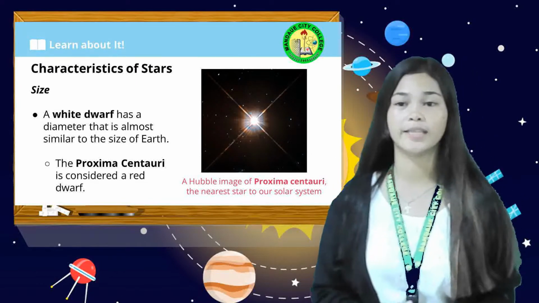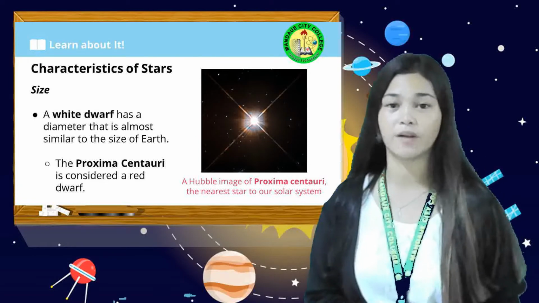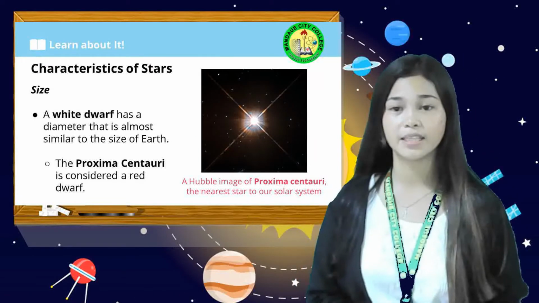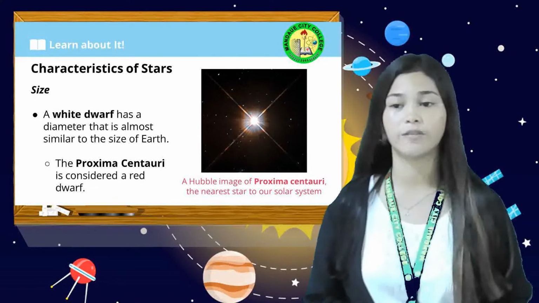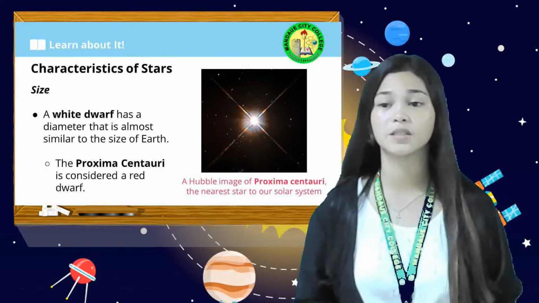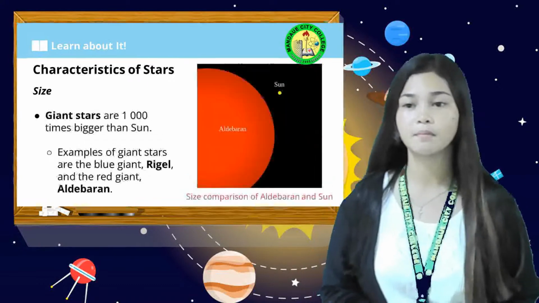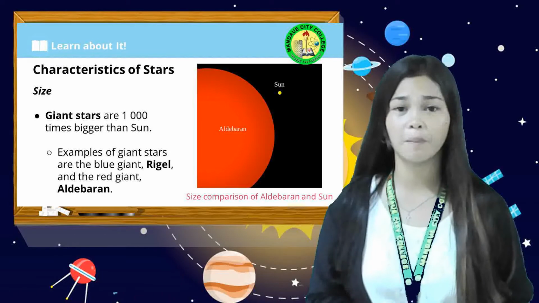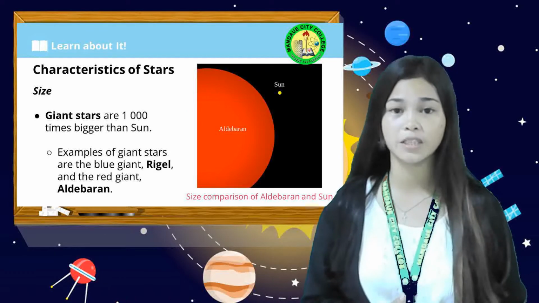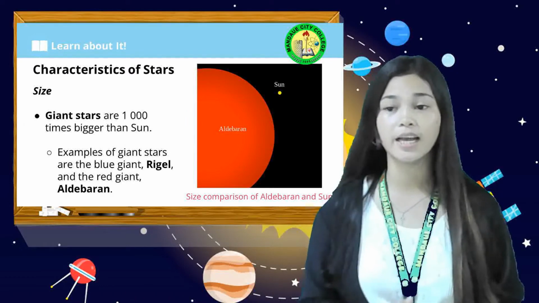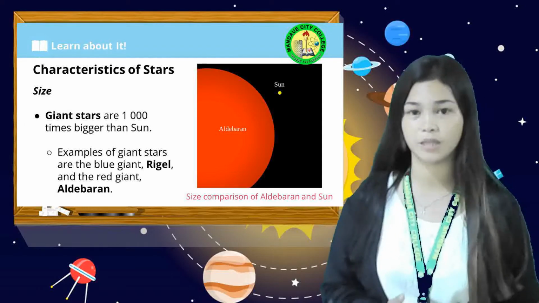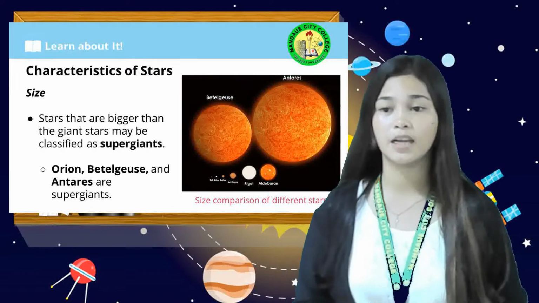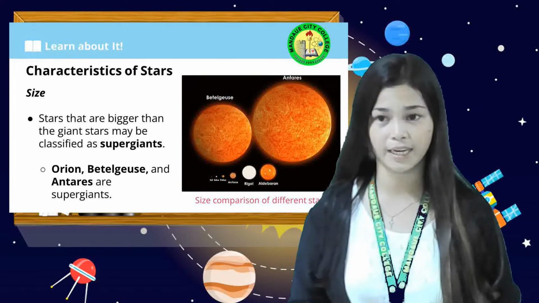So, let's continue the discussion about the size characteristic of stars. A white dwarf has a diameter that is almost similar to the size of Earth. Proxima Centauri is considered a red dwarf. And giant stars are 100 times bigger than the Sun. Examples of giant stars are the blue giant, which is Rigel, and the red giant, which is Aldebaran. Stars that are bigger than the giant stars may be classified as supergiants.